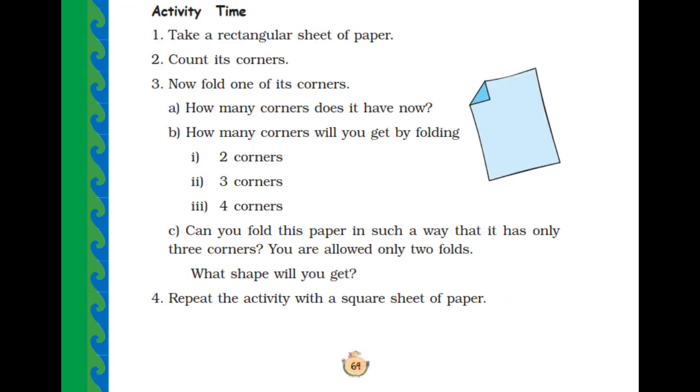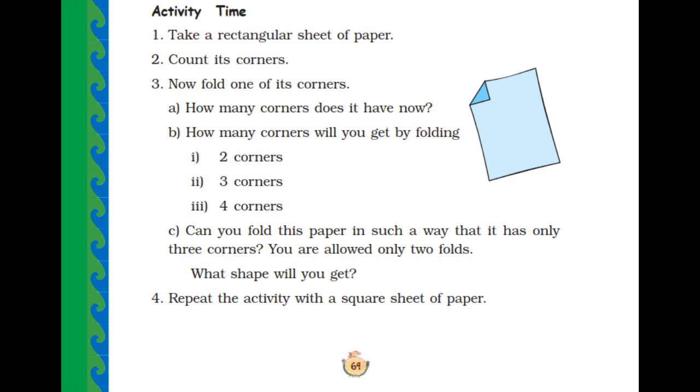Now activity time. Now he has given one activity. Take a rectangular sheet of paper, count its corners. Now how many corners will be there? 4 corners. Now fold one of its corners as shown in the picture. How many corners does it have now? Now count the corners. It has 5 corners. How many corners will you get by folding 2 corners? We will get 6 corners. If we fold 3 corners, we will get 7 corners. If we fold all the 4 corners, we will get 8 corners.